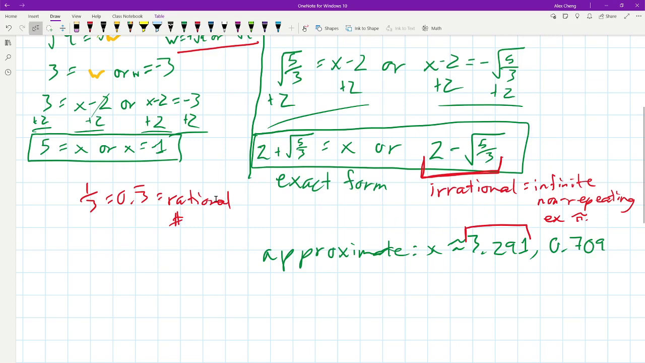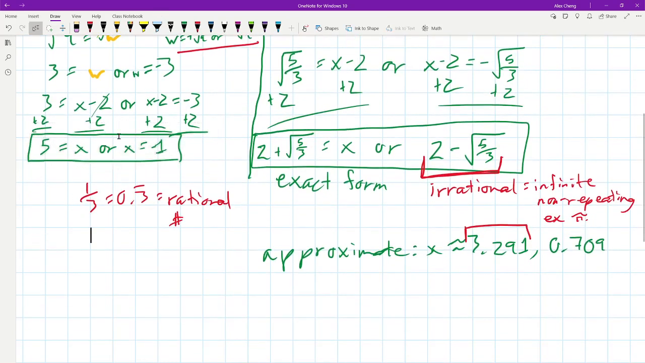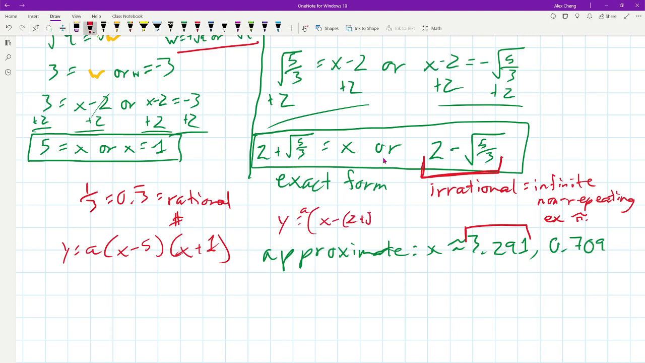For example, because this one has x-intercepts of 5 and -1, we know that the factored form will end up being something like a times x minus 5 times x plus 1, and you would have to figure out what a is. Over here, it wouldn't quite work out the same. Technically speaking, you could write it as some a times x minus 2 minus the square root of 5/3, and so on. But you would never have guessed that from the very beginning. The only reason I could write it like this is because I know what the answer is.